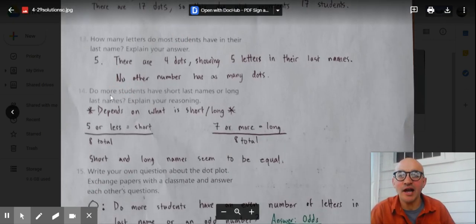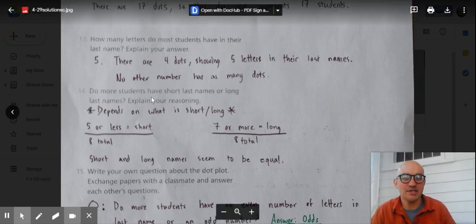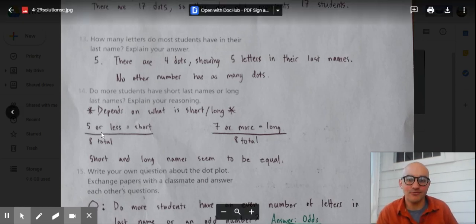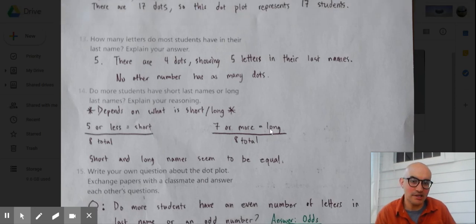Number 14, I'm going to be honest with you guys and say I don't love this question because it depends on what short and long means. I think, as a math teacher, we should be a little more precise in our questioning. So your answers might vary a little bit, so understand that. For my purposes, I'm going to say that 5 or less is a short last name and that 7 letters or more is a long last name.